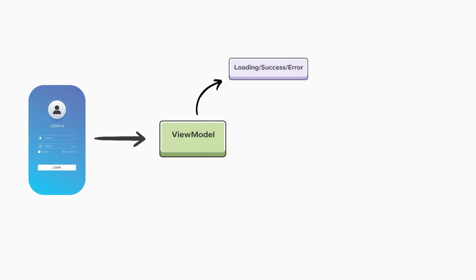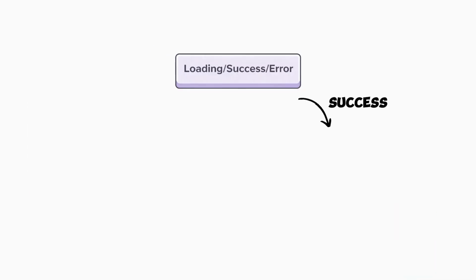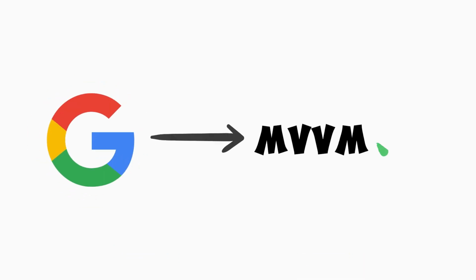User taps Login. The view informs the view model. The view model handles the logic, updates its state. The view is observing that state. When the state changes to success or error, the UI reflects it instantly. This is what Google recommends today.